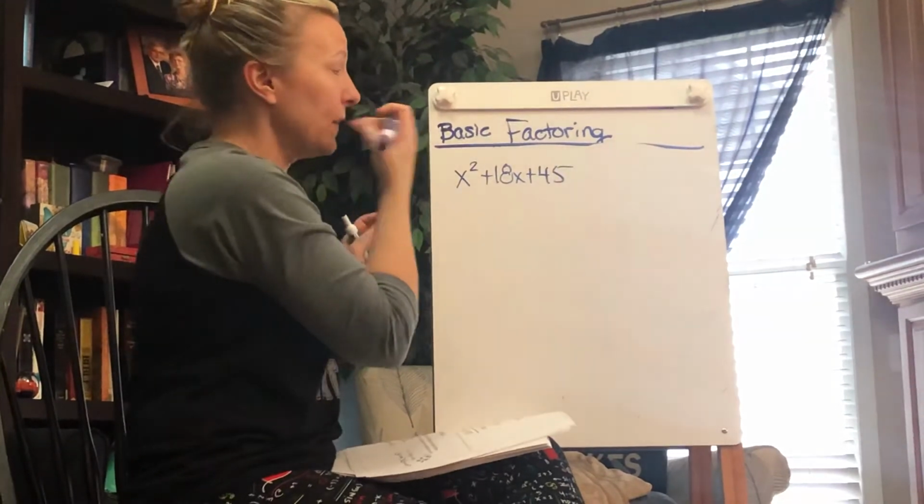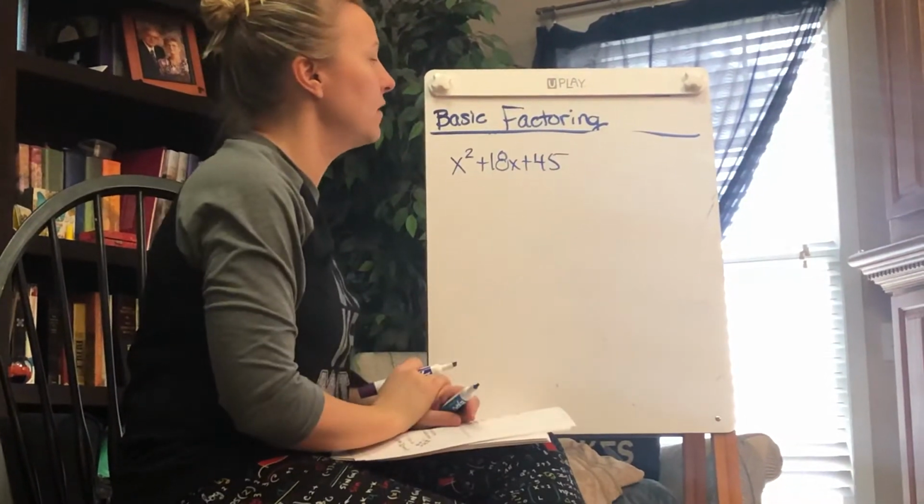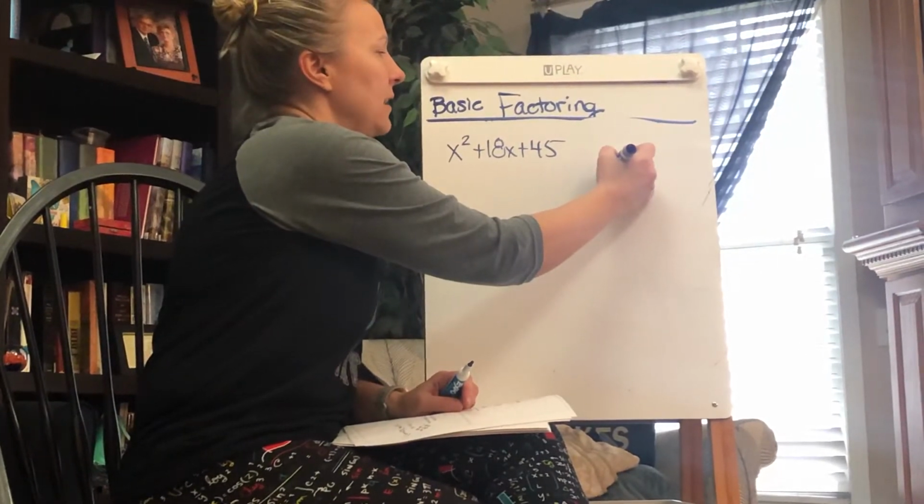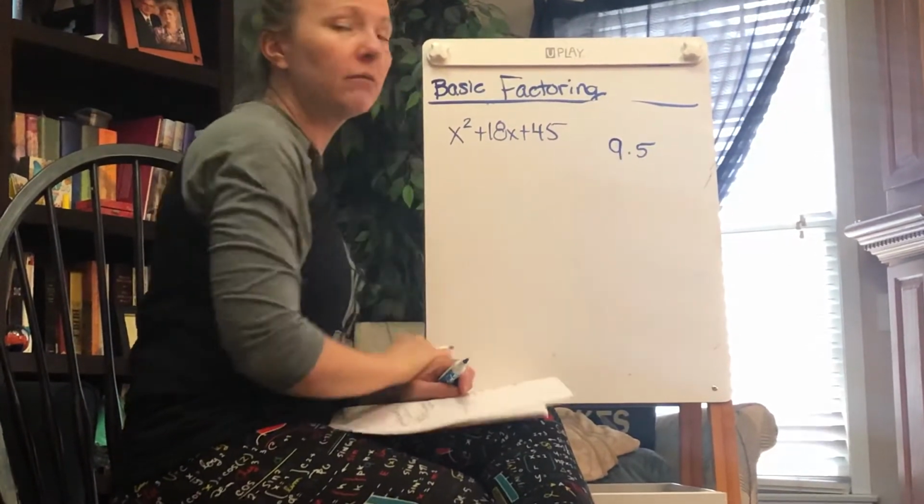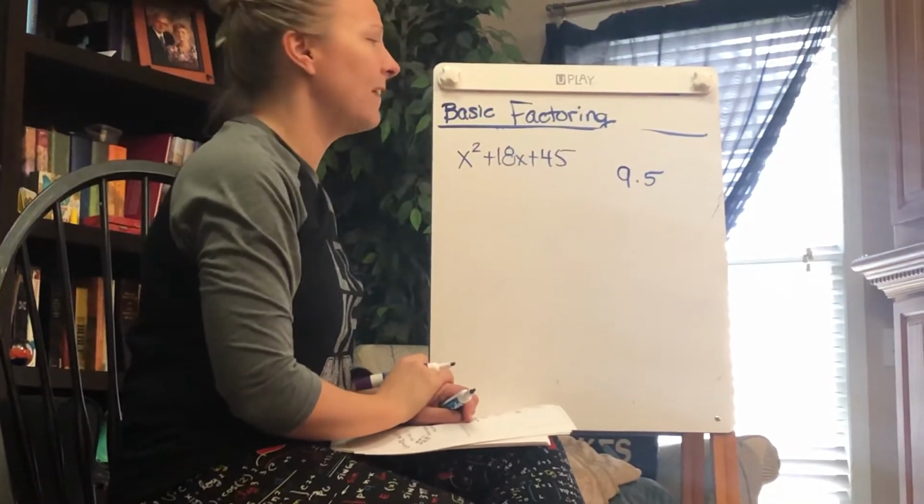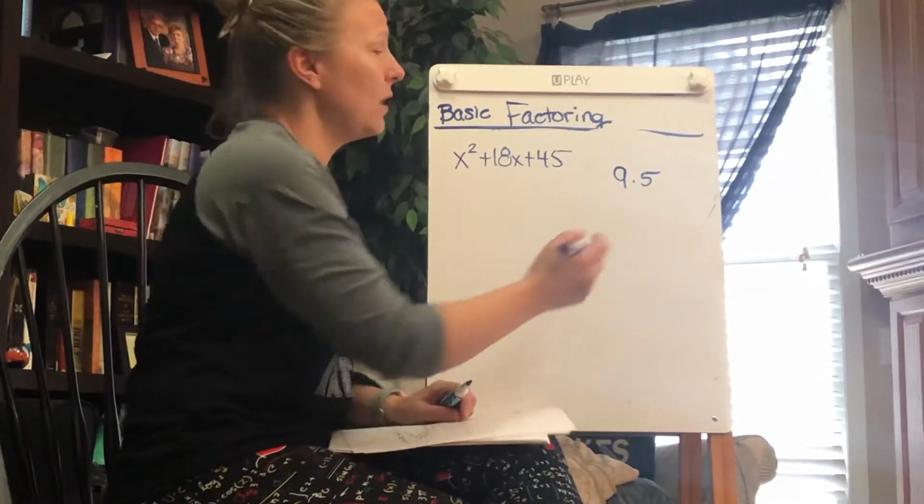So I'm looking at 45. What numbers multiply to give me 45? The first thing I would think of with 45 is 9 times 5, right? You can make the whole list if you want. I would just go through and do the ones you know. But 9 and 5 is not going to make me 18, so that does not work.